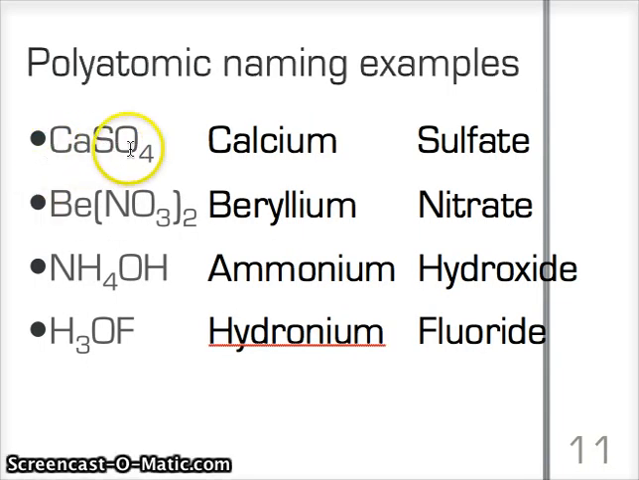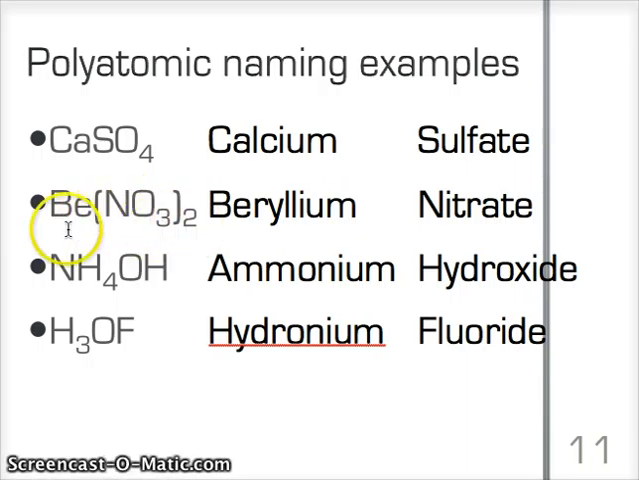This is CaSO4. Notice I have three capital letters. That's how I know it's going to be a polyatomic. I can figure out from my formula sheet, my periodic table, and my polyatomic sheet that Ca is calcium and SO4 is sulfate. And that's how you name it. Calcium, first name, sulfate, last name.